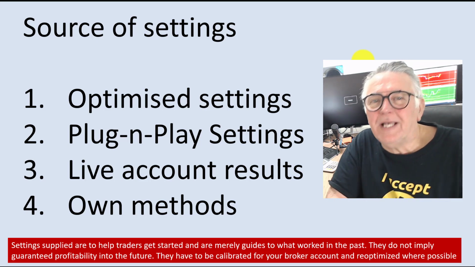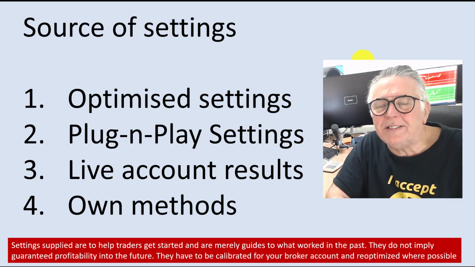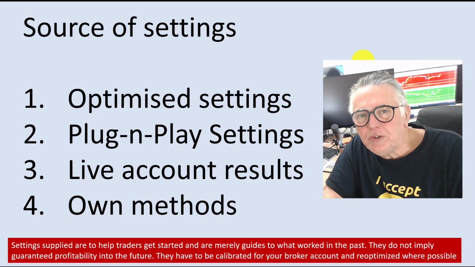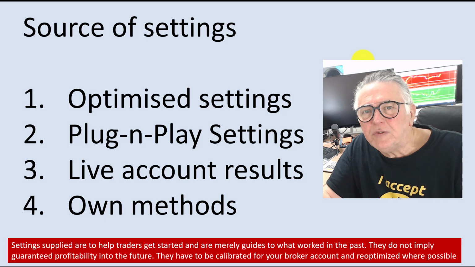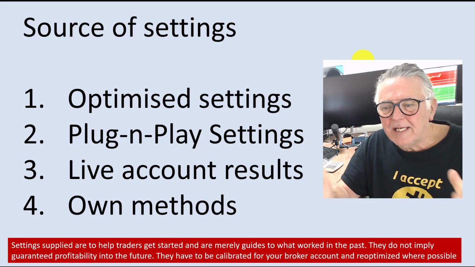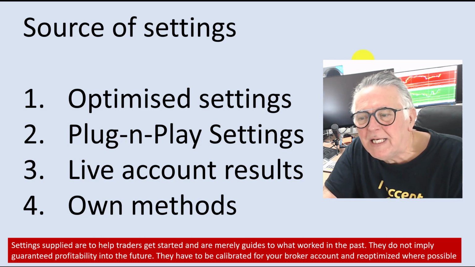in today's video we're going to cover the settings that are available to our existing robot owners and how they have recently been updated. Now, existing owners have a number of ways of finding settings, and the first one is using our optimized settings that we supply to our owners. There are about 20 to 30 optimized settings that we supply for every EA, and we're going to look at those.